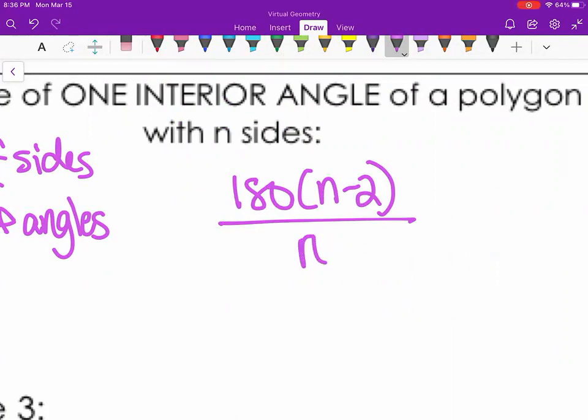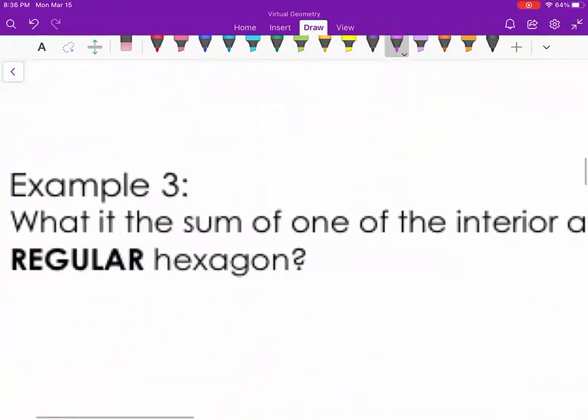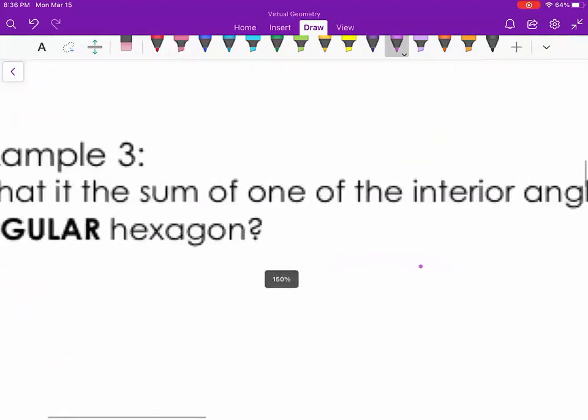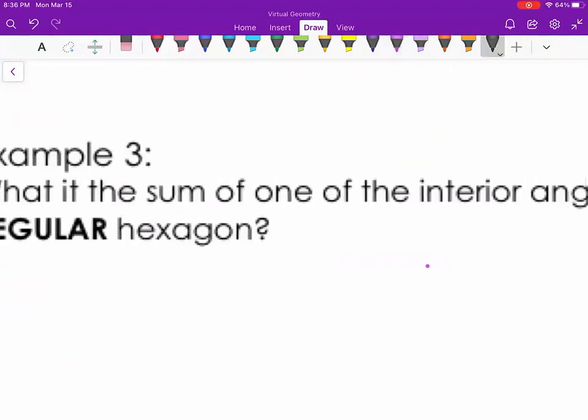So let's practice how we use this formula now. What is the measure of one of the interior angles? Sorry, sum should not be there. It should be what is the measure. Sorry, that should be measure.